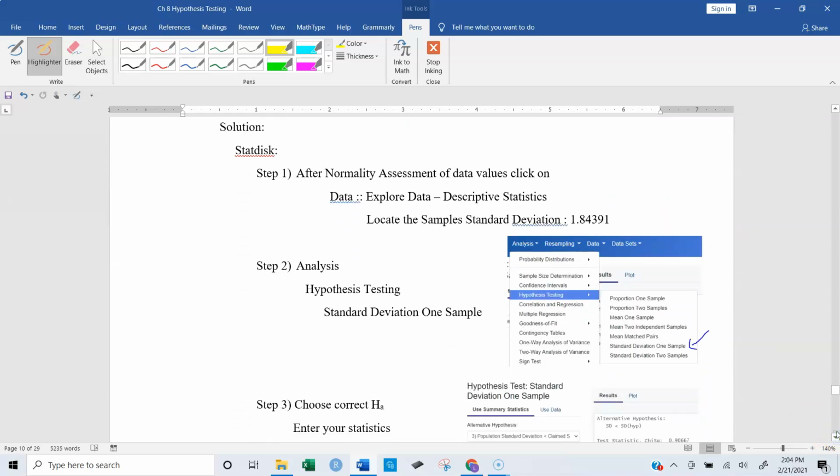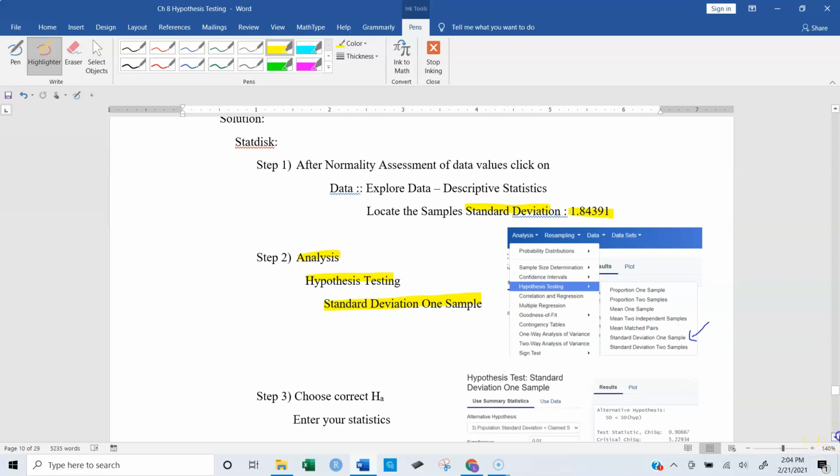In StatDisk, we did the normality assessment. Then we explored our data, using descriptive statistics, and we got our information. You have to do that because we need the standard deviation. Our standard deviation from StatDisk was 1.8439. Now we want to check our hypothesis test. So we're going to go to Analysis, Hypothesis Testing. This time it's standard deviation, one sample. Make sure you are in the correct spot.